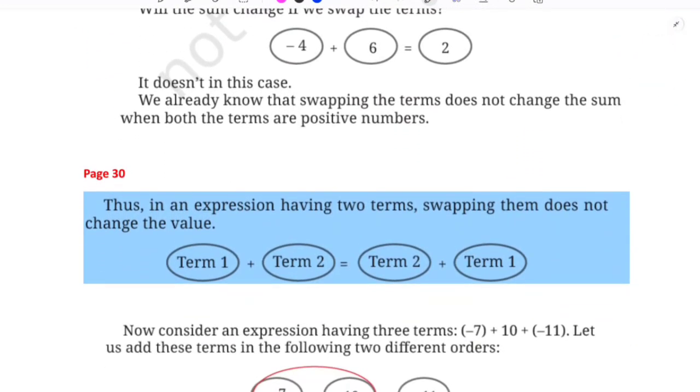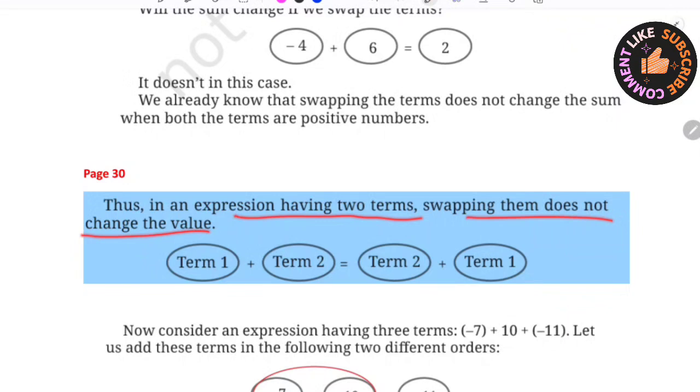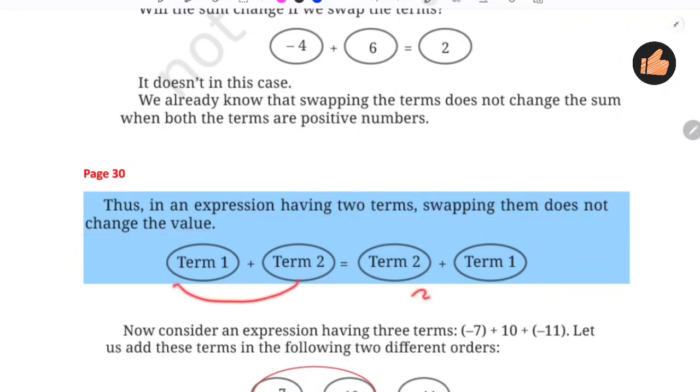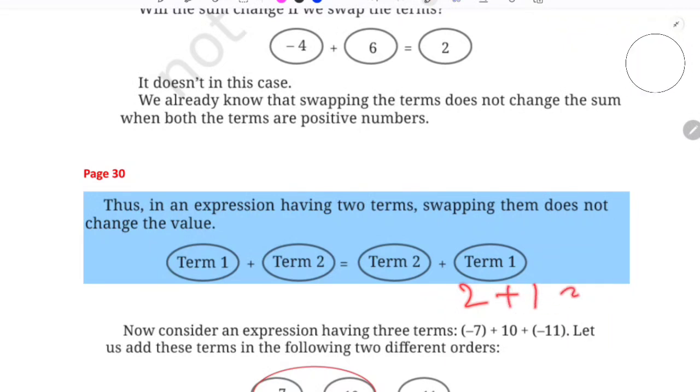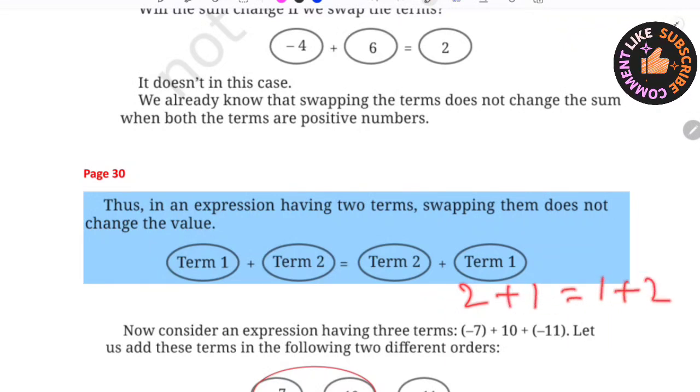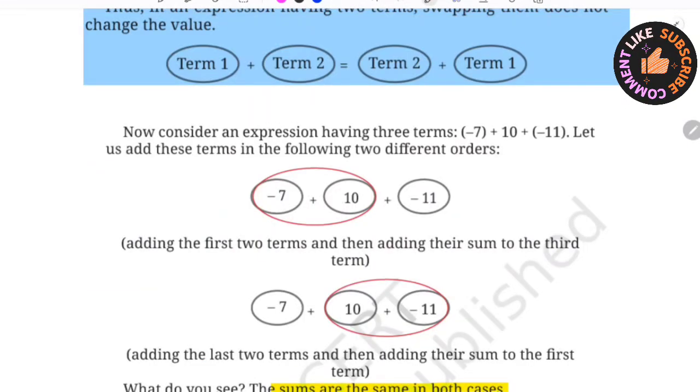So here we are coming to a very important concept of arithmetic expressions. In an expression having two terms, swapping them does not change the value. That is, term 1 plus term 2 is equal to term 2 plus term 1. Suppose I write 2 plus 1, this is the same as 1 plus 2. So interchanging of the terms does not change the value, that we must understand. Here you can see one example, minus 7 plus 10.